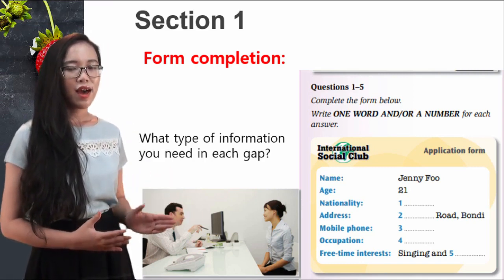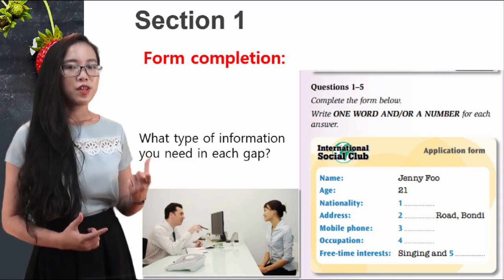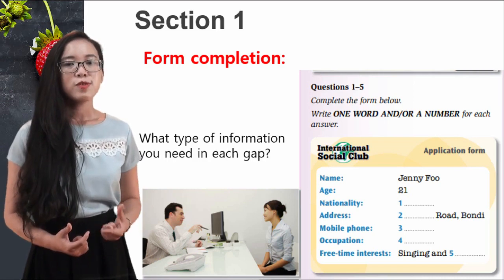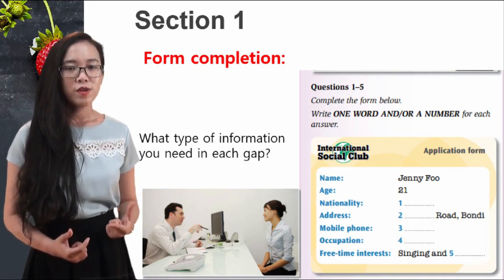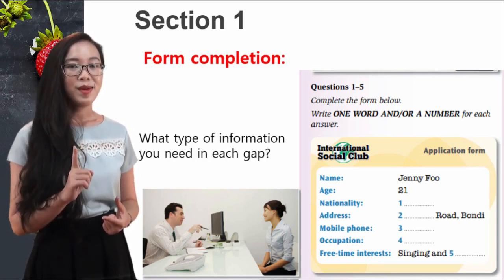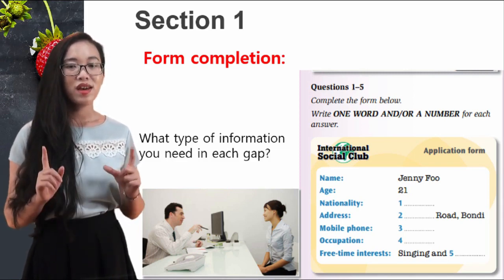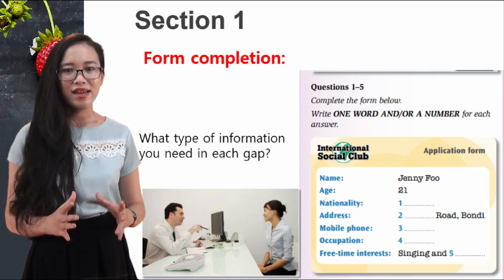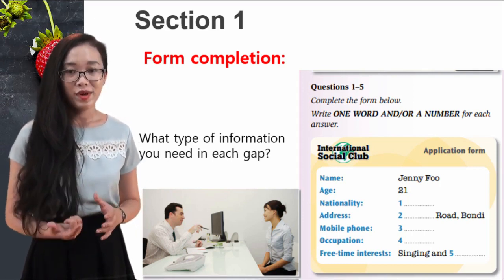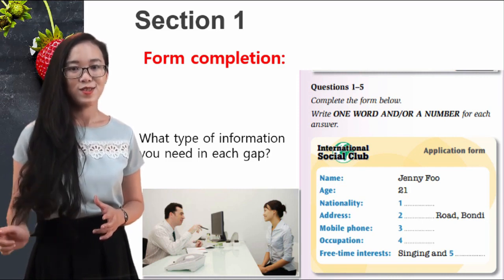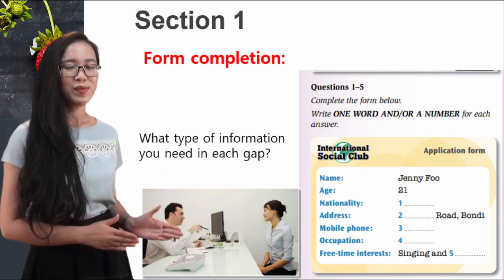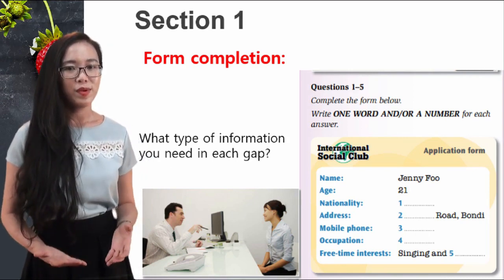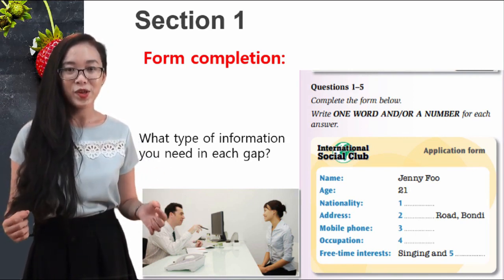The second gap, address. After the blank, you can see the word road, Bonnet. So before the word road, there must be the name of the road. So it would be a proper name. And it is highly likely that before the proper name, we have a number as well. Gap number 3, mobile phone. So a mobile phone number is a series of numbers.